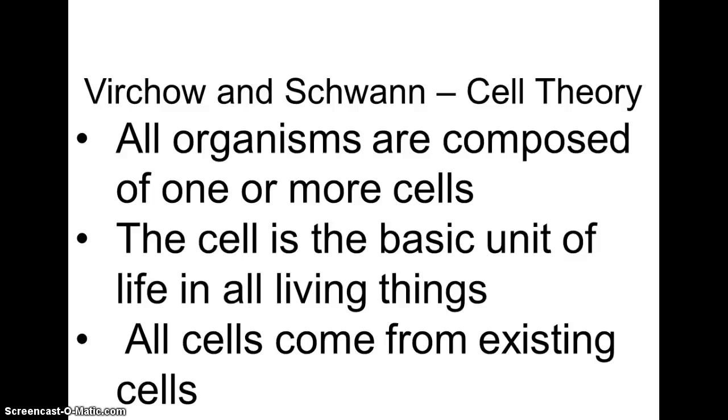And so the first one of cell theory is that all organisms are composed of one or more cells. You can't be an organism without being made of cells. The second one is that the cell is the most basic unit of life in all living things. You can't be simpler than a cell and not be alive. And then the third one is that all cells come from existing cells. And later on in our unit, we'll talk about what are some of the different processes that cells have for reproducing.